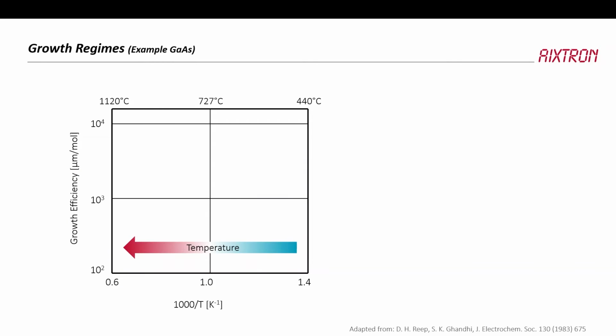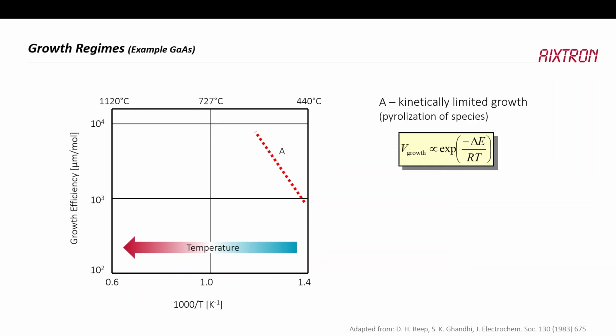Another thing we need to consider is temperature. This is an Arrhenius plot. I adapted this from a quite old paper where someone did this for gallium arsenide. And I put the real temperatures in degrees C up here, and this is the logarithm of the growth efficiency, which is essentially micrometers per mole. And if we start at the lower temperatures, what we see is a kinetically limited growth, which is essentially governed by the polarization of the species. So if the temperature is too low, that reaction of actually splitting off ligands will not take place.